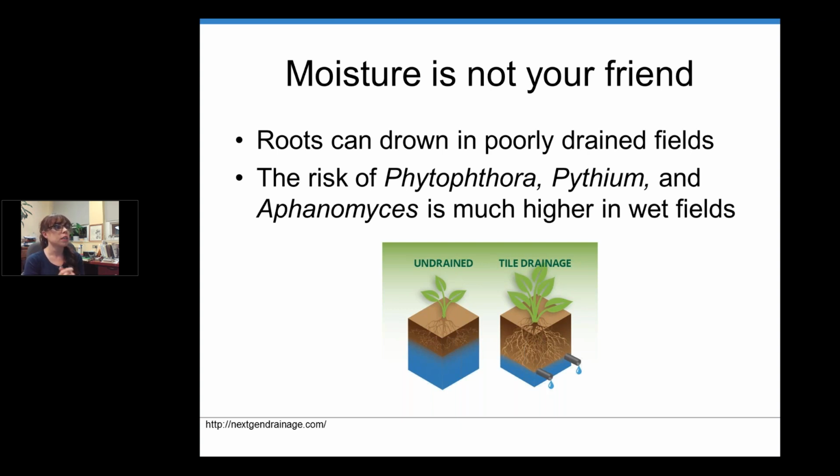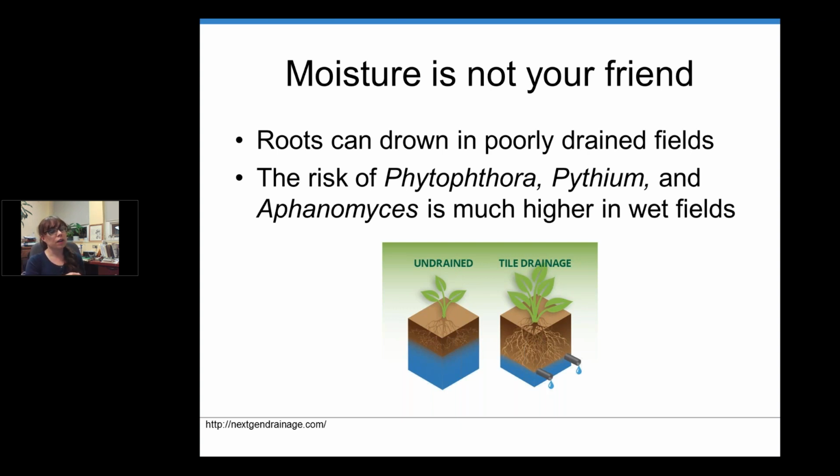So in addition to leaf moisture, it's also important to consider the moisture that's going to persist in the soil. Roots can drown in poorly drained fields. And as I was mentioning earlier, it's very important to consider the risks that can be caused by certain specific classes of, well, fungi-like organisms. And so again, those oomycetes, they prefer very wet fields.